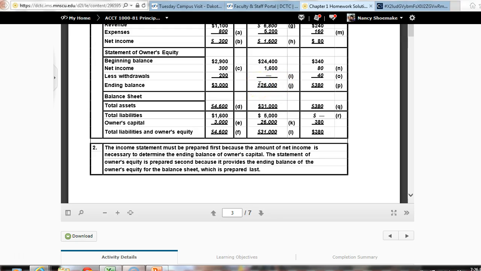Right? So if we know our beginning balance of 24,400, we know our net income of 1,600. What's our ending balance? Our withdrawals? That's what threw me out. They don't always have to. Does that make sense?